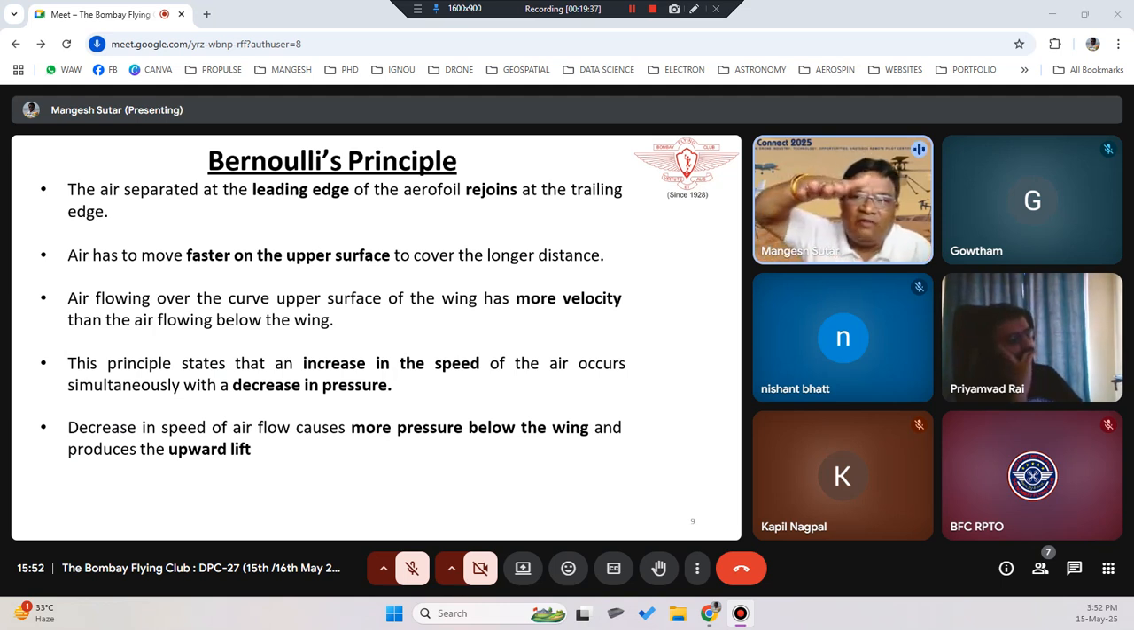Same thing: if I am holding my hand like this out of my car window, nothing will happen to it. The moment I give a little bit of angle, my hand will tend to go up. That is the lift which is created. But if I give more angle of attack, what happens? My hand will not rise up, it will go behind. That is because I am increasing the drag.